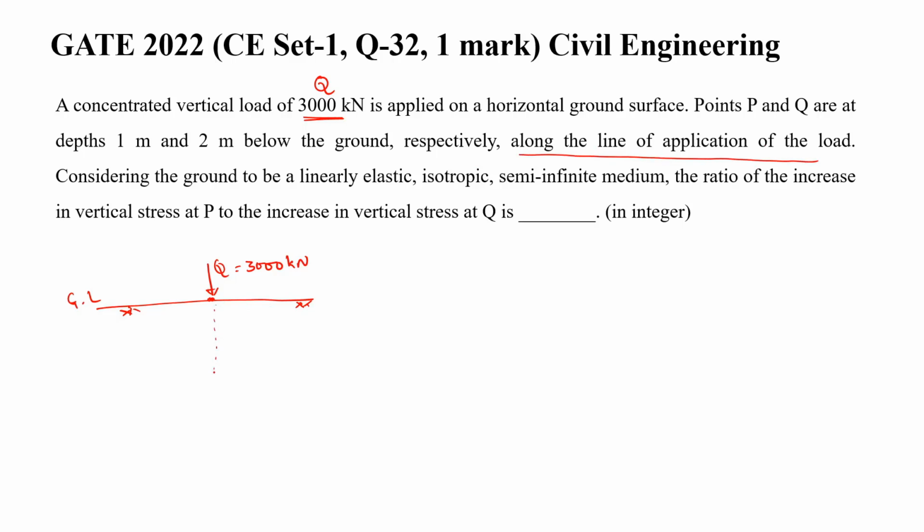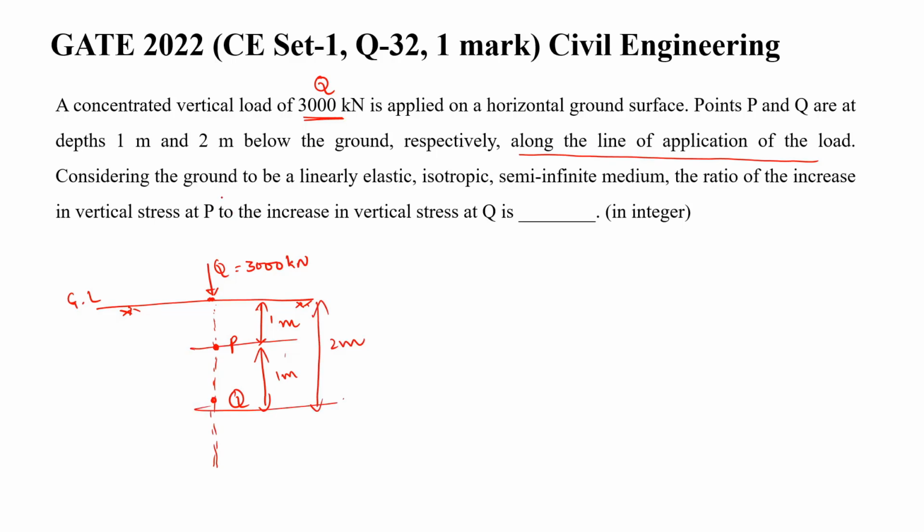So exactly below this load there are 2 points which are at a distance of 1 meter and 2 meter below the surface. Let us take this as P, this as Q, whereas this is 1 meter and this is also 1 meter because total depth is 2 meter, right? So 1 meter, 2 meter.